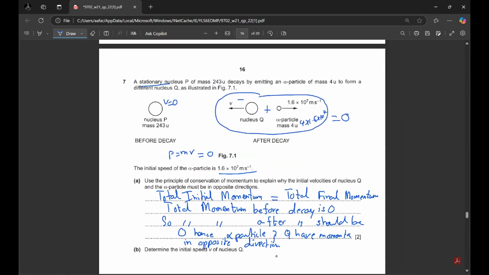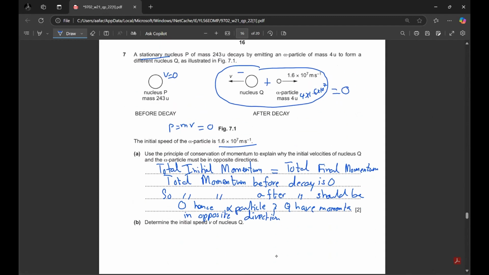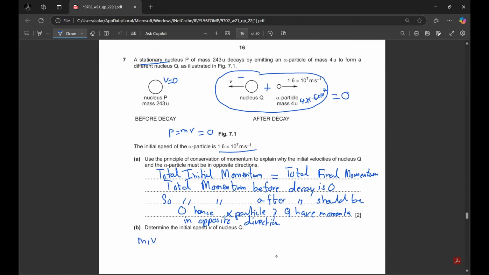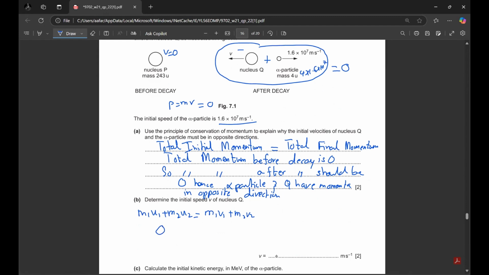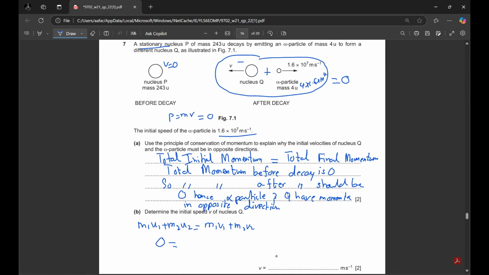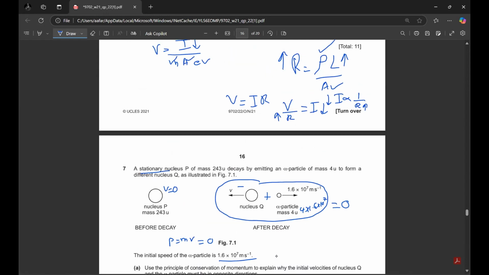Calculate the initial speed v of nucleus Q. So just use the formula of conservation of momentum: m1u1 plus m2u2, the initial total momentum, is equal to the final total momentum, m1v1 plus m2v2. You know that the total initial momentum is zero. For the final momentum, let's take m1 as the alpha particle. It is 4u times 1.6 × 10^7 plus m2.